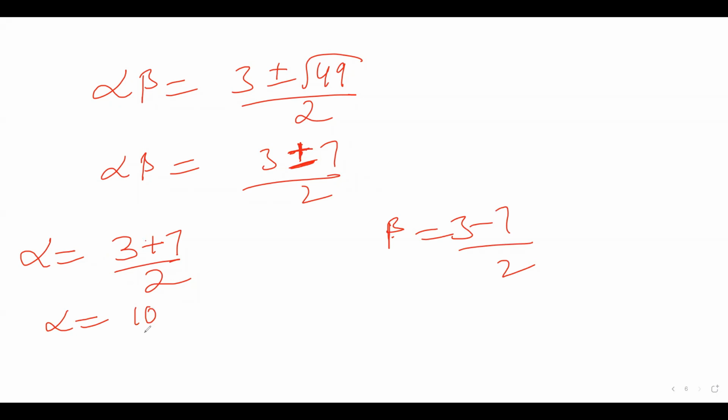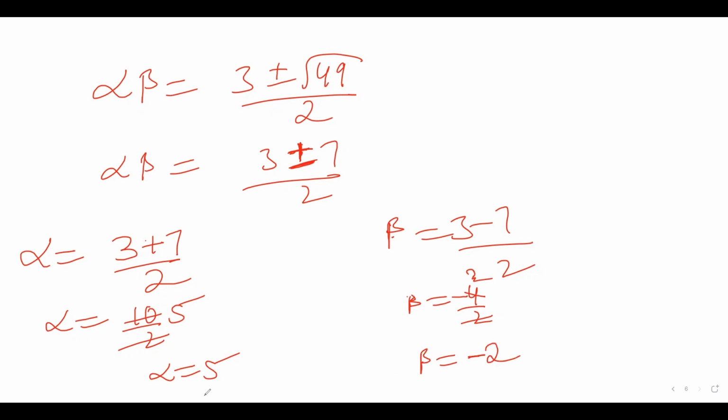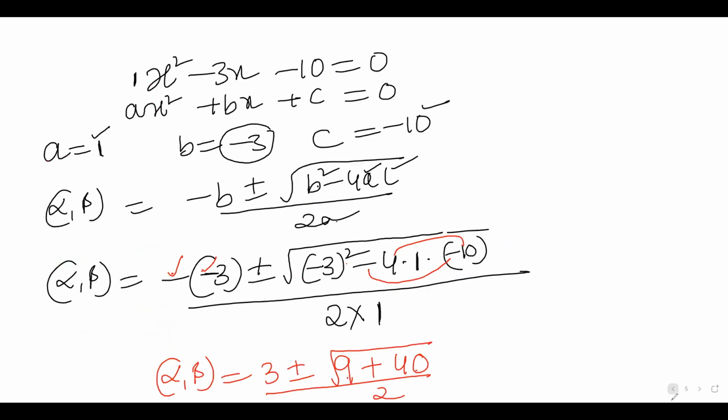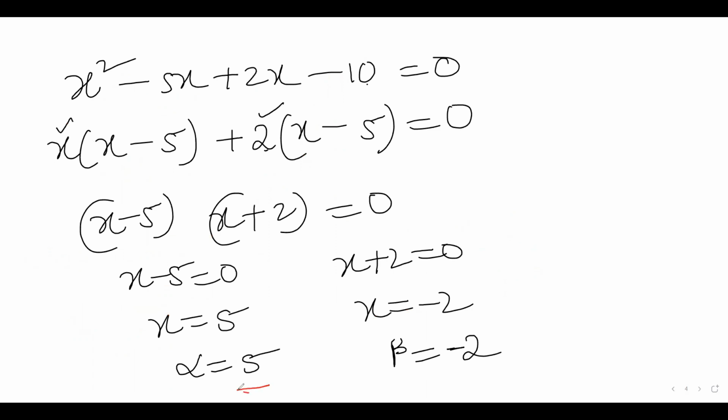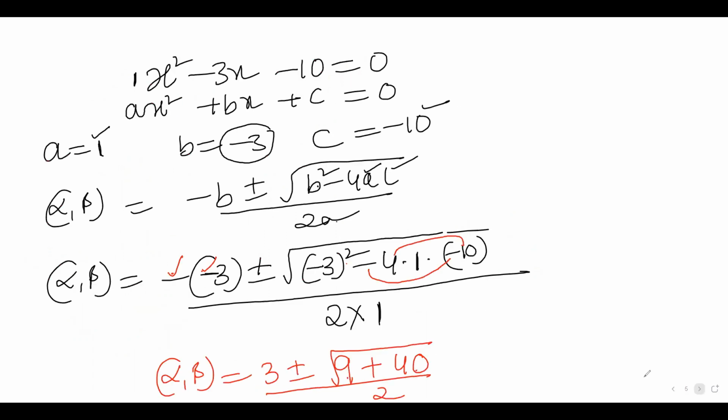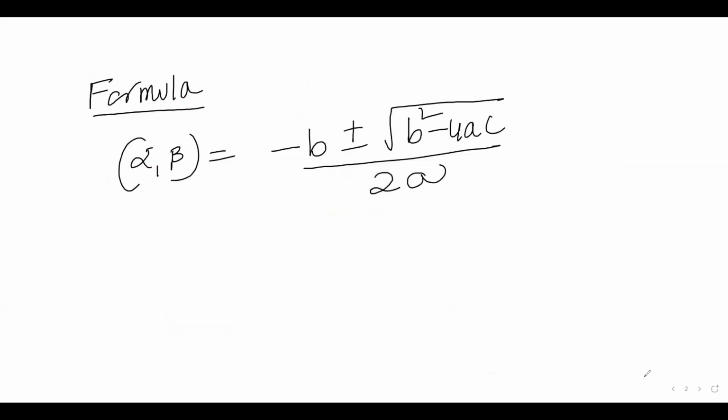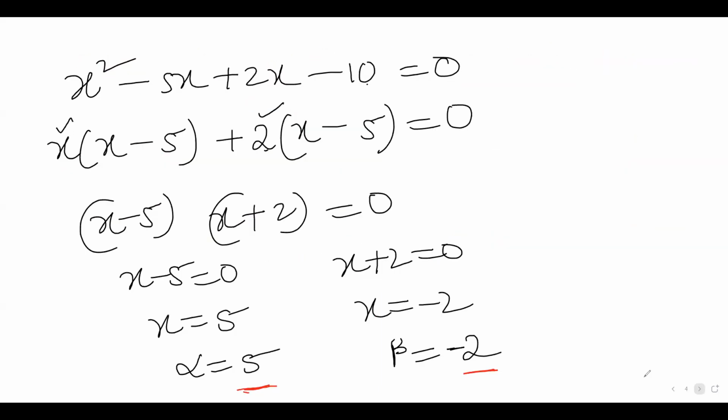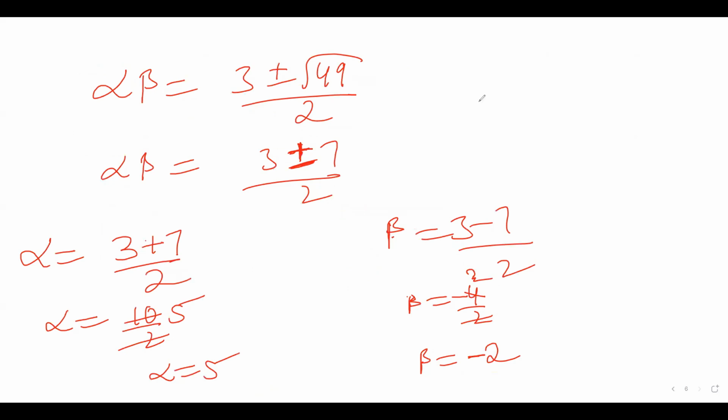So alpha is equal to 10 by 2, 2 exactly 5 times. Beta is equal to, what is 3 minus 7? Minus 4 by 2, 2 exactly 2 times. Beta is equal to minus 2. So I got the roots as 5 comma minus 2 with formula method. And in the factorization method also I got 5 comma minus 2. So in any case, whether you apply formula method or factorization method, you will get same answer. Okay, so roots are 5 comma minus 2.